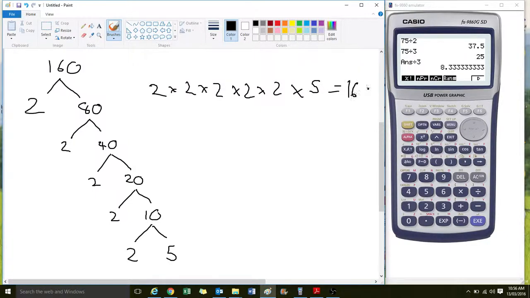So we want to write it in exponential form. How many times are we multiplying 2? We've got 1, 2, 3, 4, 5. So we have 2 to the power of 5 times 5. And so we've successfully factorized this number, 160, into its primes and expressed it in prime factors and in exponential notation.